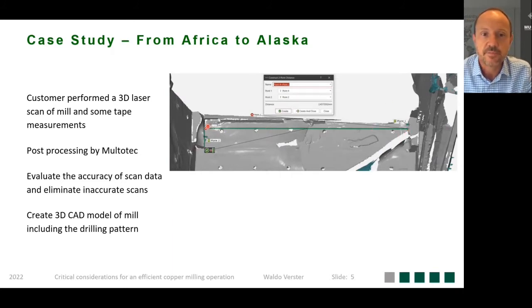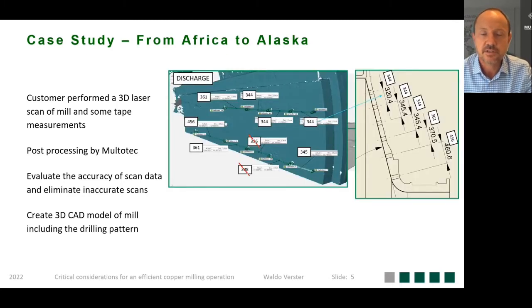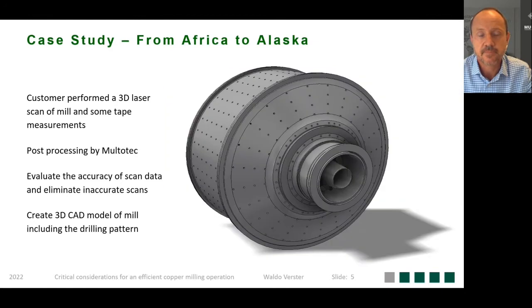In this example here, we have measured the filling segment to filling segment distance to within plus minus 2 millimeters. So definitely accurate enough for this type of design. We also had to make sure that we use accurate data and that we eliminate inaccurate scan data. So this specific insert here shows the discharge head and specifically the drilling pattern on the discharge head, where we evaluated individual scans and compared that to the complete data set to obtain a very accurate drilling pattern on the discharge head. The end result was a 3D model of the complete SAG mill with the drilling pattern included.